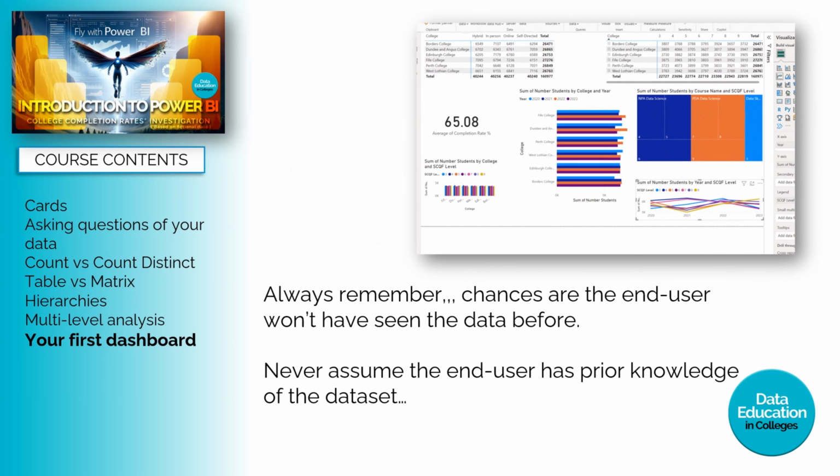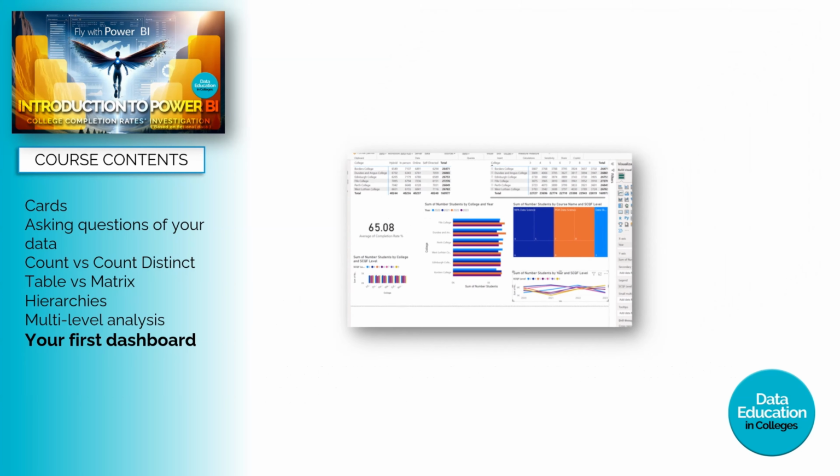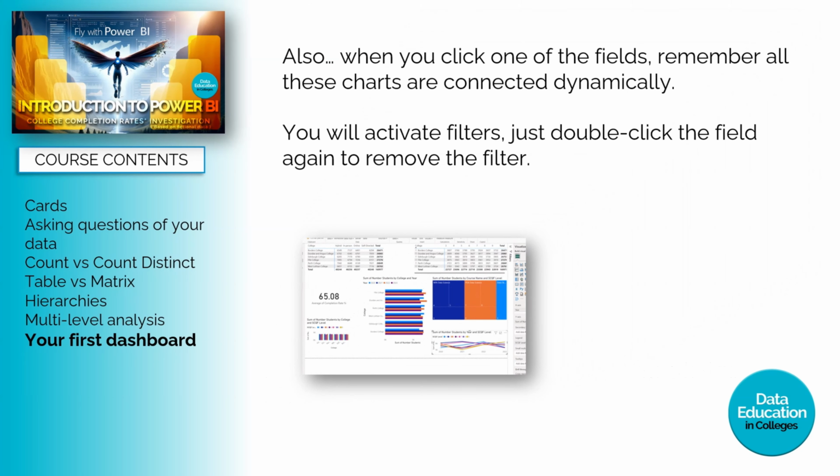Always remember, the end user will not be the expert you are. He will have seen the data before. Never assume the end user's prior knowledge. You'll also find when you click one of the fields, these are all connected dynamically. You'll activate filters. You'll soon get used to it. Just double click that again and the filter will come off.